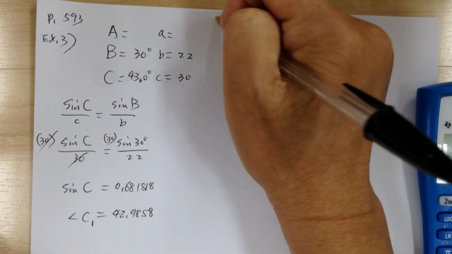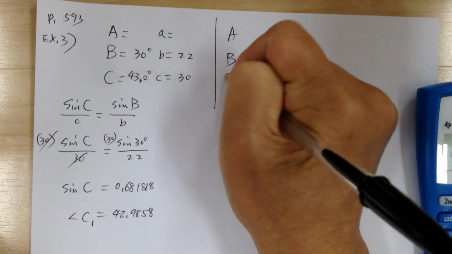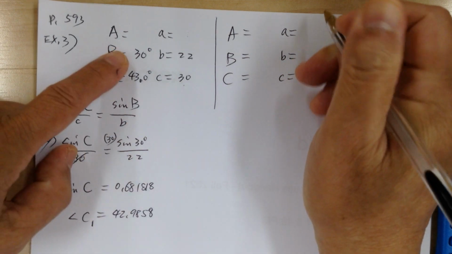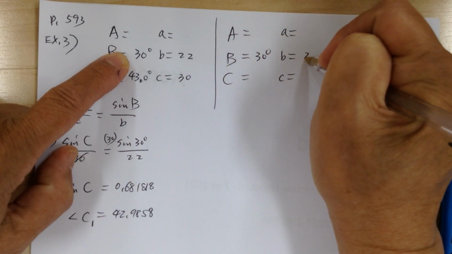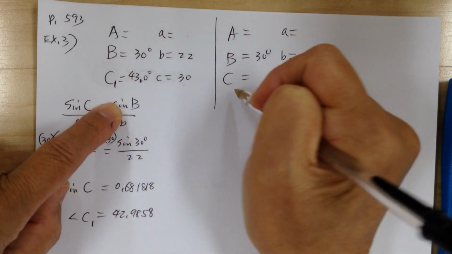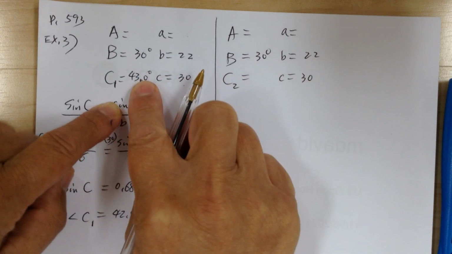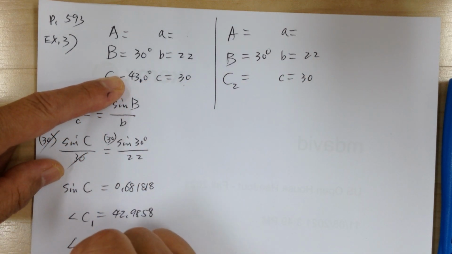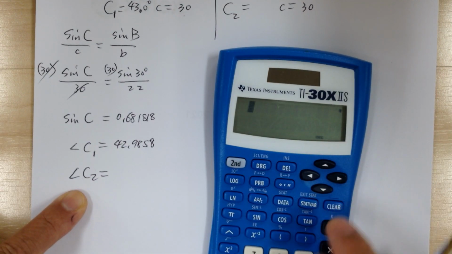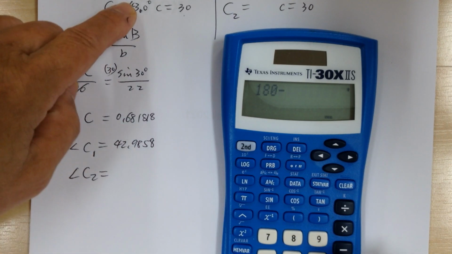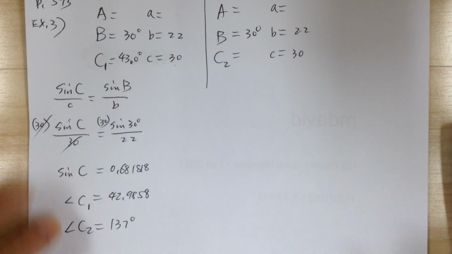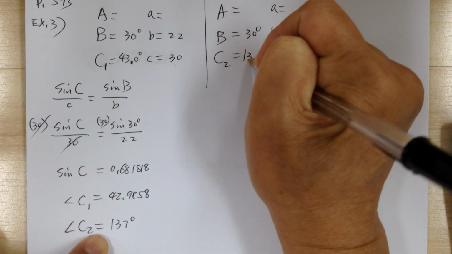Okay, so I need to get the second set. So I got A, B, C. So you need to do this right away. So this would be 30 degrees, and this would be 22, this would be 30, and this one 43. Now, C1 and C2 are supplementary, so you use 180 minus that. So angle C2, the second possibility, is 180 minus 43 equal 137 degrees. So your second possibility is 137 degrees.